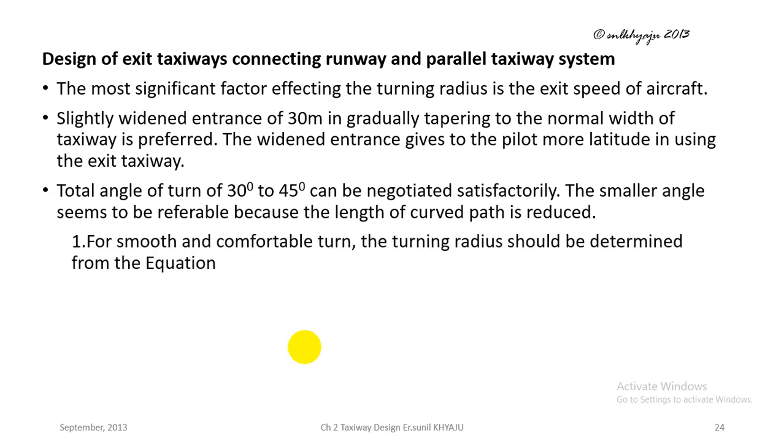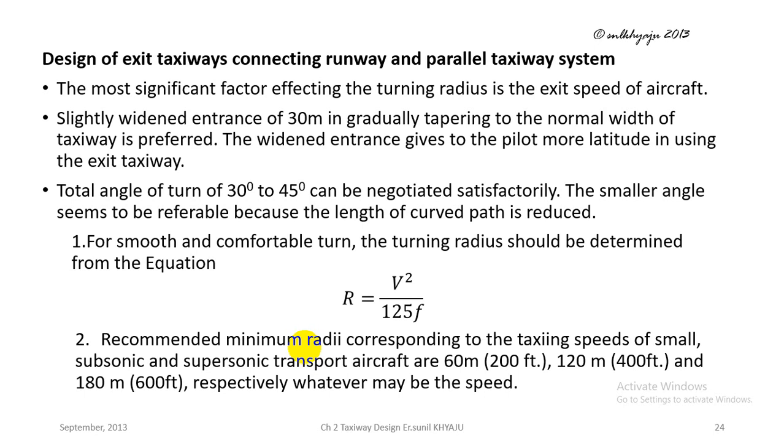For a smooth and comfortable turn, the turning radius should be determined from the equation R = V² / 125f. Recommended minimum radii corresponding to the taxiway speed of subsonic and supersonic transport aircraft are 60 meters, 120 meters, and 80 meters respectively, whatever may be the speed.